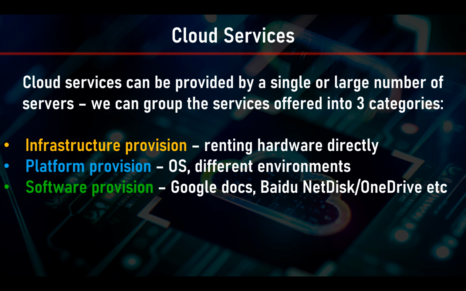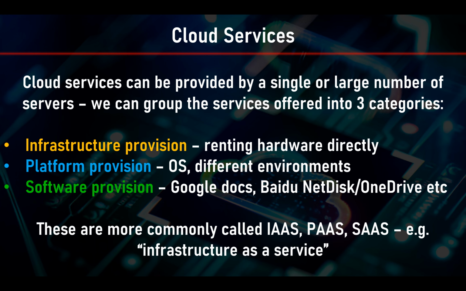Right, software provision. Let's say Google Docs, something like Baidu NetDisk. Baidu NetDisk is basically the same as Google Drive, just cloud storage. Of course, OneDrive again, just cloud storage from Microsoft. And these are more commonly called IaaS, PaaS and SaaS: infrastructure as a service, platform as a service, software as a service.